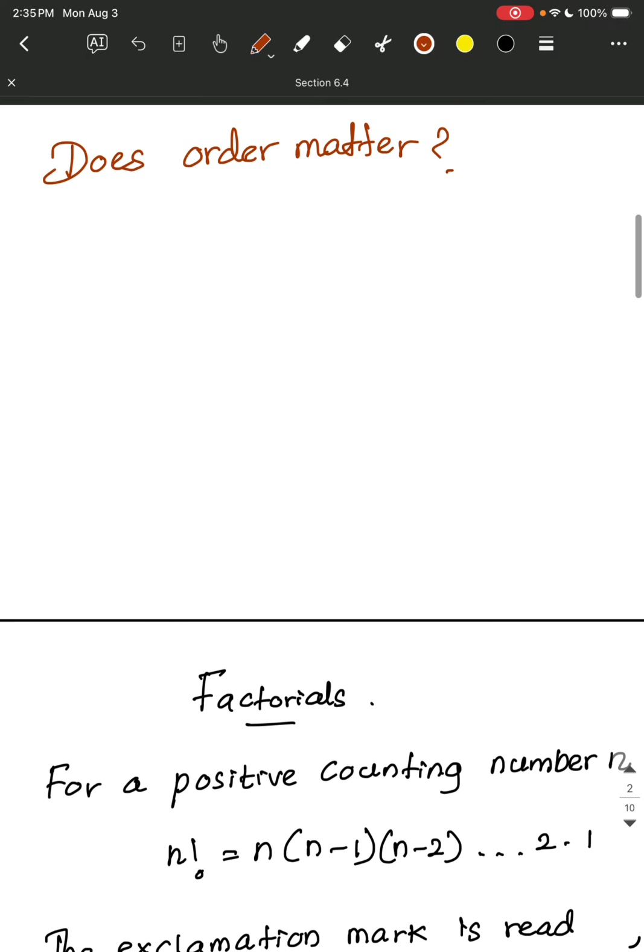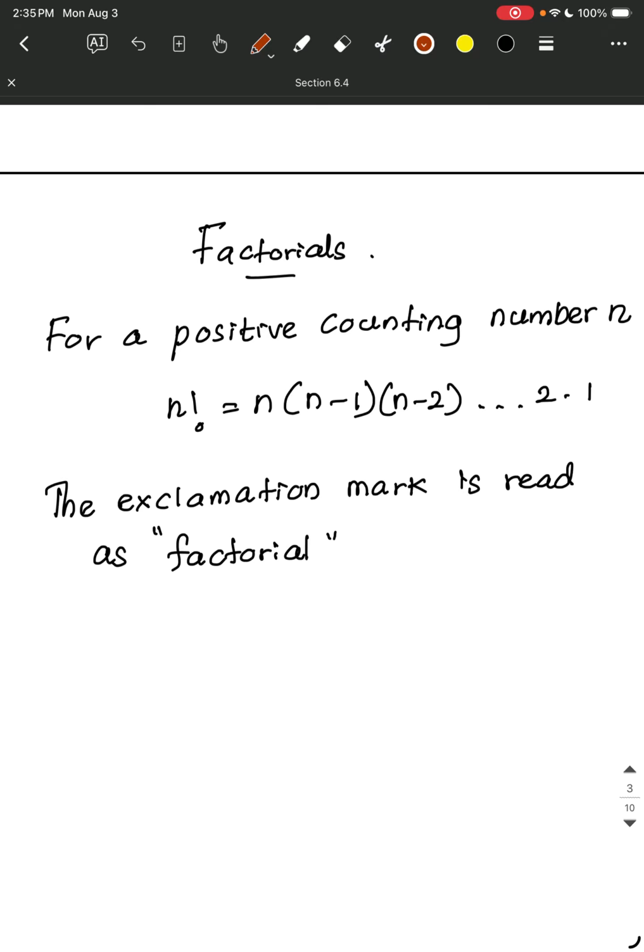The factorial is defined for a positive counting number n, which can be any value: 1, 2, 3, 4, up to infinity. For the factorial of n, we use the exclamation mark to represent the factorial. The exclamation mark is read as factorial. Therefore, n factorial is the product of all values starting from n times n minus 1, n minus 2, up to 1. Let's see an example.